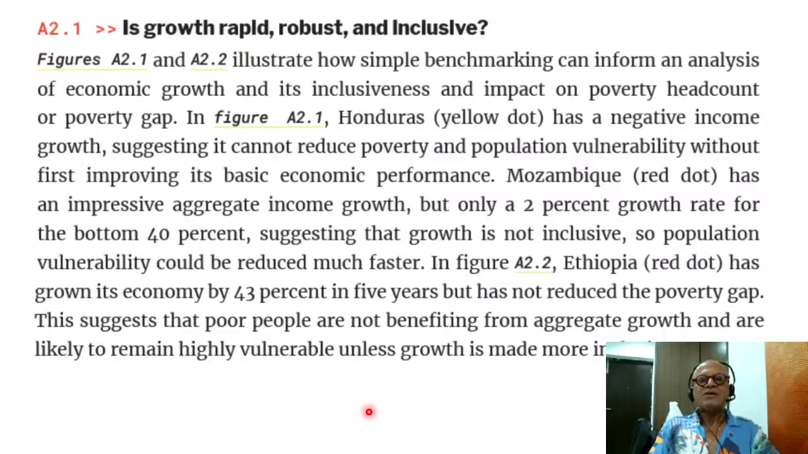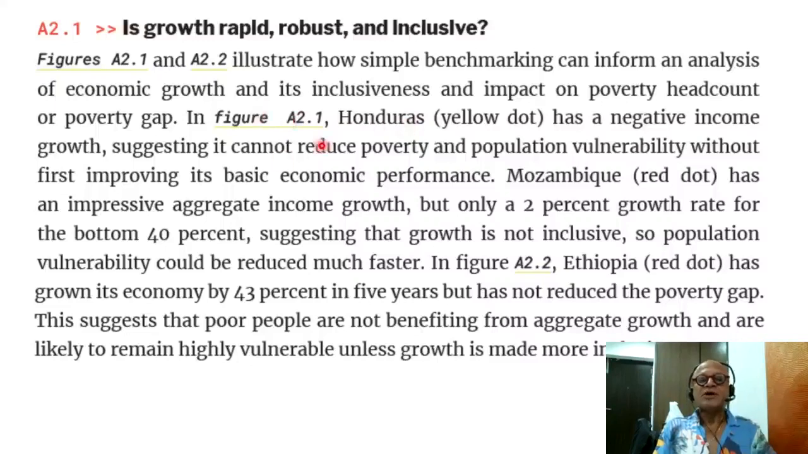Is growth rapid, robust, and inclusive? This is a question you want to answer with some data so that the indicator-based identification is possible. Figures A2.1 and A2.2, which we'll look at in a minute, illustrate how simple benchmarking can inform an analysis of economic growth and its inclusiveness and impact on poverty headcount or poverty gap.